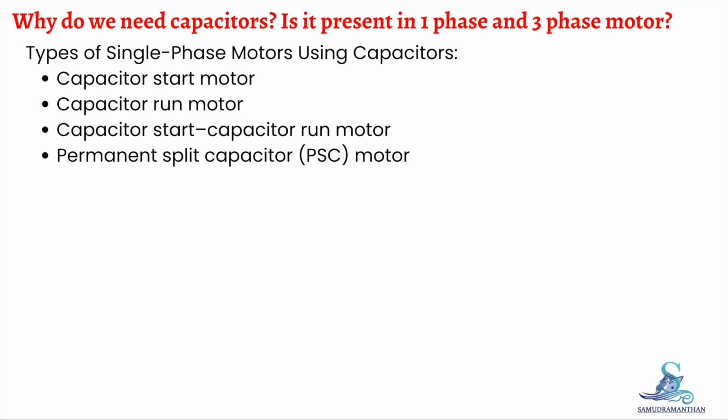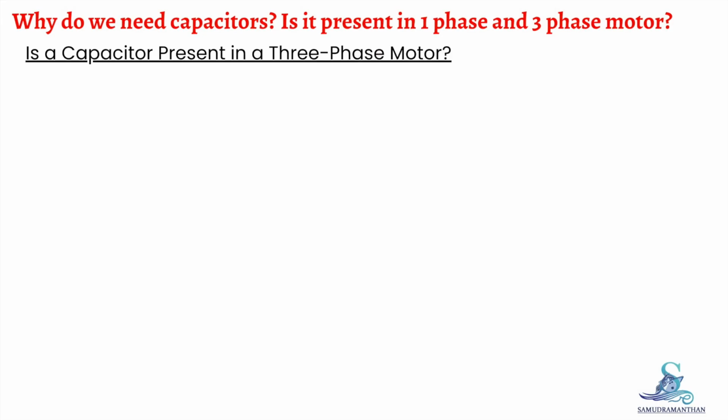Types of single-phase motors using capacitors: capacitor start motor, capacitor run motor, capacitor start capacitor run motor, permanent split capacitor PSC motor. Is a capacitor present in a three-phase motor?